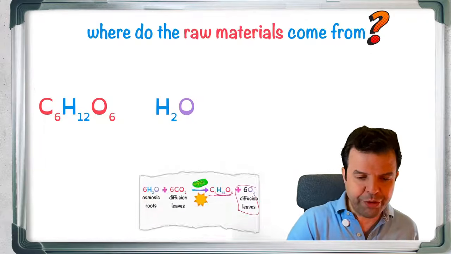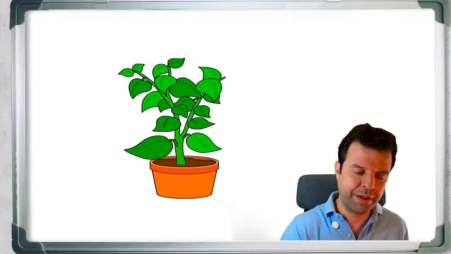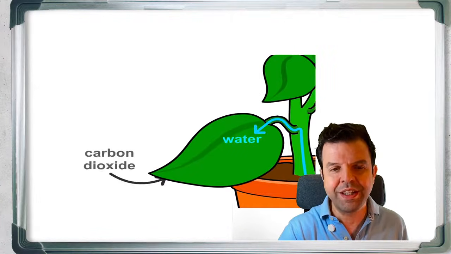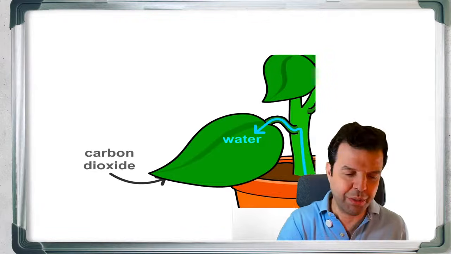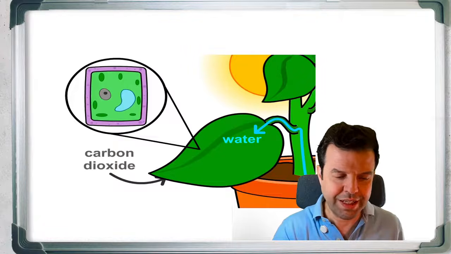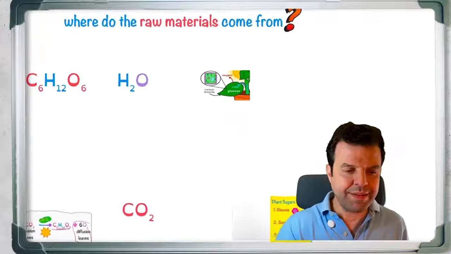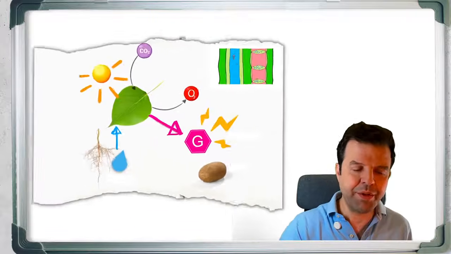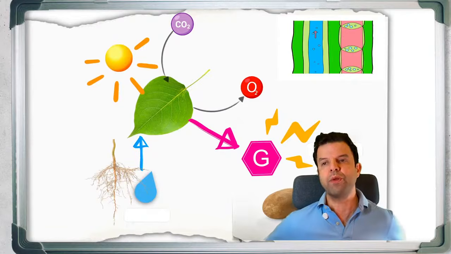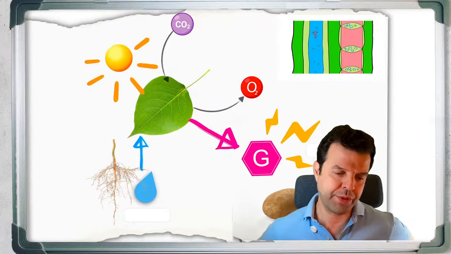So in brief, the process will look something like this. Plant, light energy, combining water and carbon dioxide to produce glucose and oxygen. Now let's check what is going to happen to the glucose. Let's see what are possible destinations for glucose from photosynthesis.